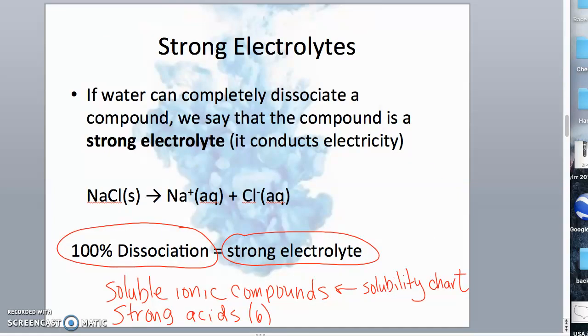A strong electrolyte is a compound that, when dissolved in water, will completely dissociate, meaning that it will ionize completely. Examples of strong electrolytes are soluble ionic compounds and strong acids. You can determine if an ionic compound is soluble by using your solubility chart. There are 6 strong acids, and these will have to be memorized.